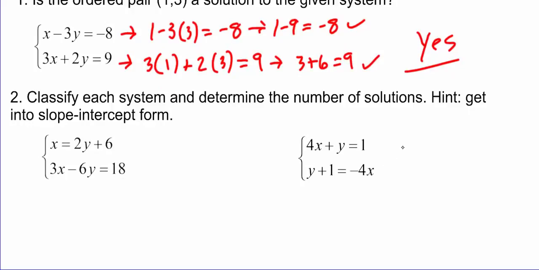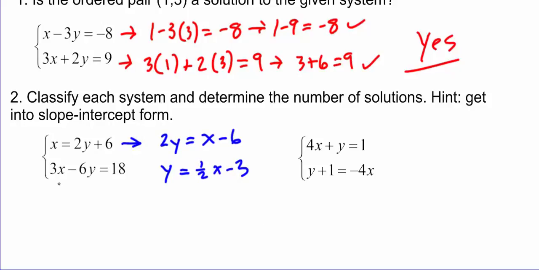All right, on our next one, number 2, we're going to classify each system and just determine the number of solutions. We want to get these in slope-intercept form. It's probably the easiest way to make that happen. So I'm going to start with the first equation here, x equals 2y plus 6. I'm going to subtract 6 from each side, so 2y is equal to x minus 6. And then we need to divide, so y would be 1/2 x minus 3.